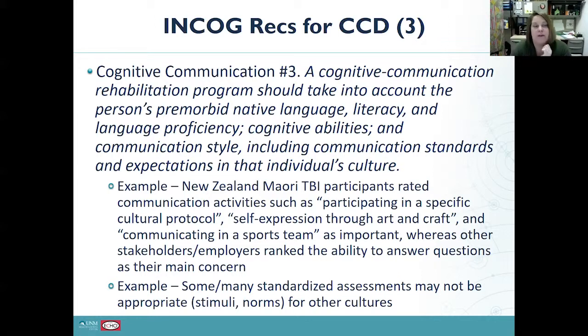The example that was given was from New Zealand, where they had Maori TBI participants. They rated their priorities as participating in a specific cultural protocol, self-expression through art and craft, and communicating in a sports team. That was at the top of their list, whereas employers ranked the ability to answer questions as the main concern. So again, kind of thinking about person-centered goals, thinking about which stakeholders are we talking about here. Just as a note, in the future, I would love to talk about goal development more as well, person-centered goals. So I guess we'll talk about a date when we can do that.